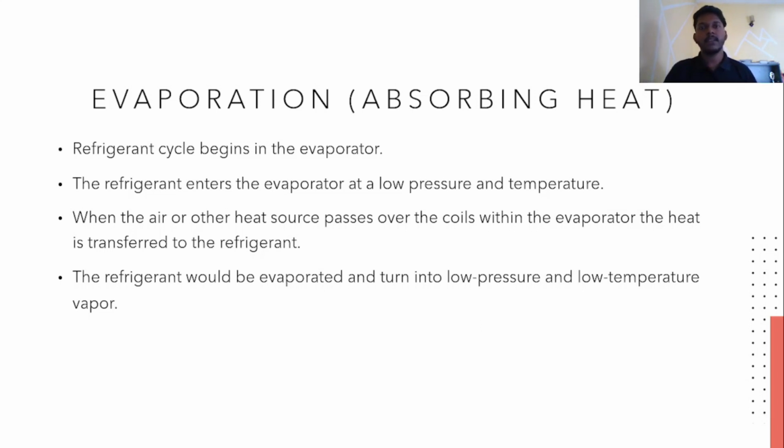First, evaporation, which is absorbing heat. The refrigerant cycle begins in the evaporator. The refrigerant enters the evaporator at a low temperature and pressure. When the air or other heat sources pass over the coil within the evaporator, the heat is transferred to the refrigerant. The refrigerant will be evaporated and turned into low pressure and low temperature vapor.